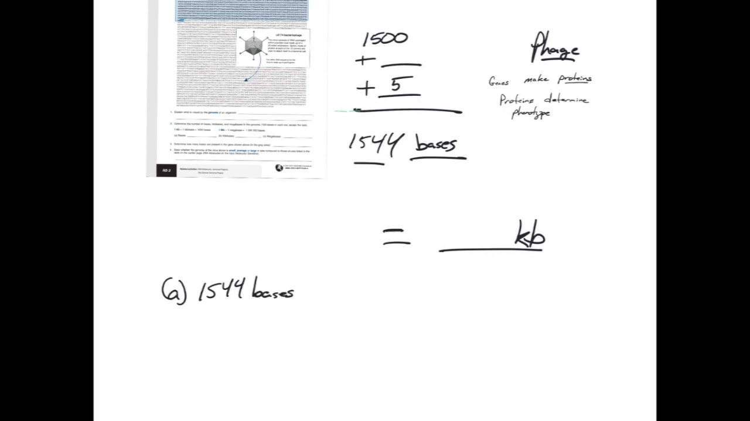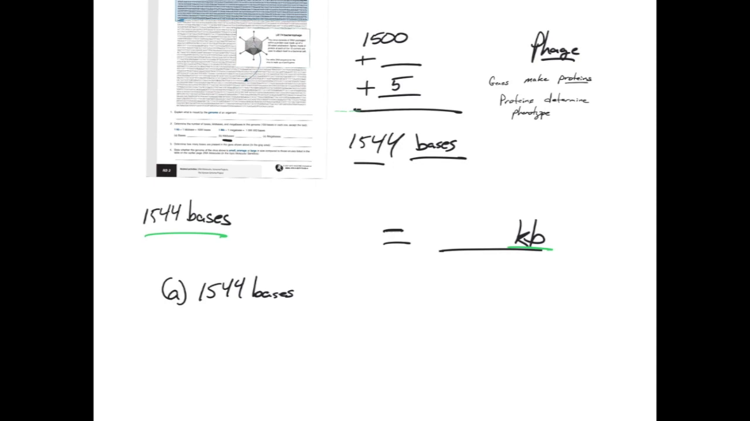I put down on this side kilobases because that's what I want. This is the next one, this is B, it's asking for kilobases. Then I put down over here on the far left what I have, 1,544 bases. It's like any problem you're going to solve. What is it that you have and what is it that you're being asked for? Always write down what you know and then what you're being asked for.